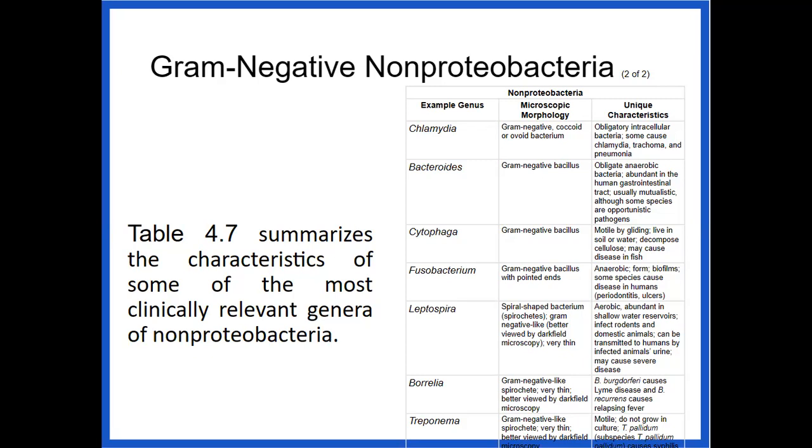Okay, Borrelia. So these are the ones that cause Lyme disease and can cause relapsing fever. Treponema, so they are motile and do not grow in culture. So ito yung mga different species niya.